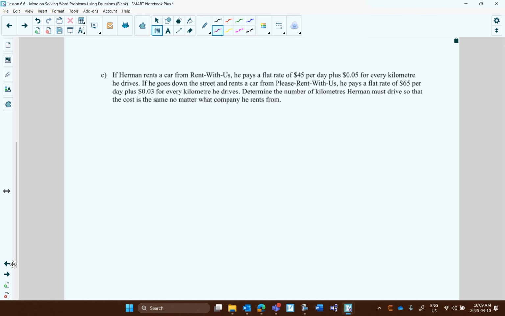If he goes down the street and rents a car from Please Rent With Us, he pays a flat rate of $65 a day, but not as much per kilometer, only 3 cents per kilometer. We have to find how many kilometers he drives so that the cost for each company is the same.